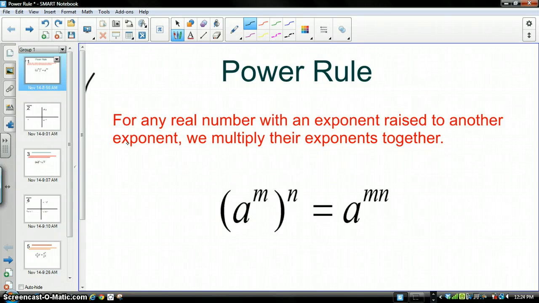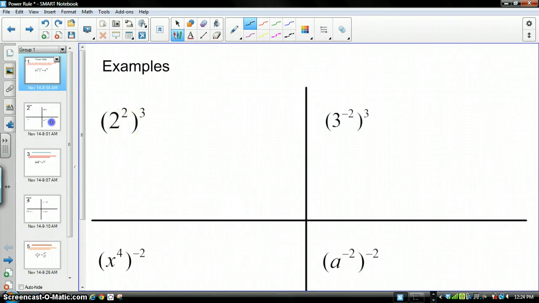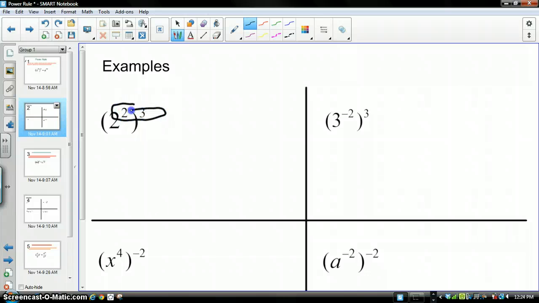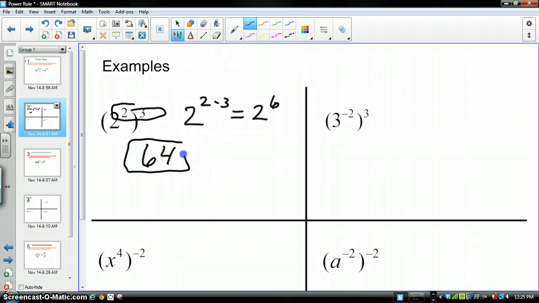So for our first example, we have 2 to the second power, all to the third power. So what we need to do is multiply 2 times 3. So we will have 2 to the 2 times 3. 2 times 3 equals 6. So we're left with 2 to the 6th. 2 to the 6th equals 64. So our final answer is 64. Remember, be sure to simplify completely. 2 to the 6th is not simplified completely.